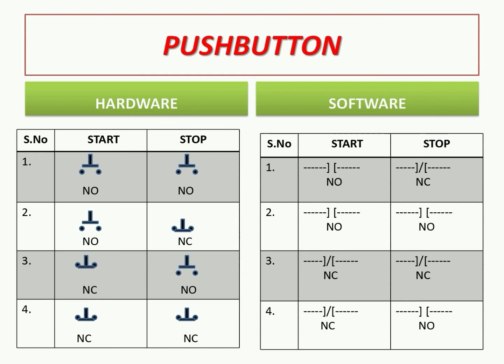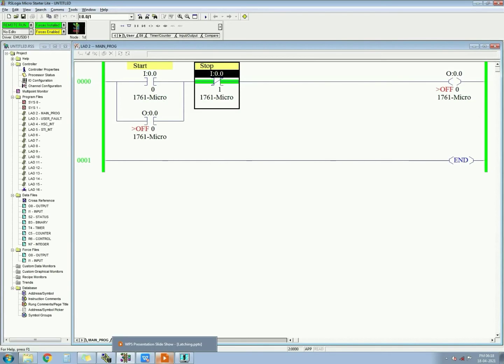So this is the chart, this will tell you about the hardware and software. It means when you take hardware and software, how you put NO and NC in software with respect to the hardware. Okay, so this chart we will learn in the next video. In this video, this much only I will add. Okay, so keep practicing, keep learning.